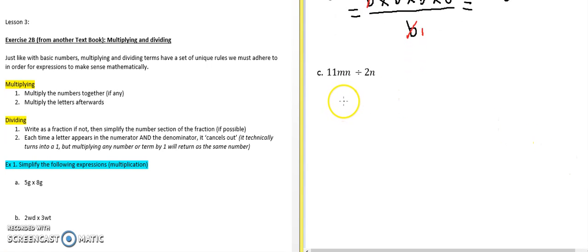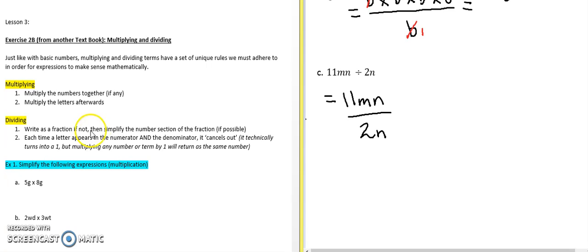11mn divided by 2n. Write as a fraction if not. Okay, so this format I do not like. So I want to write it as 11mn over 2n. That's much better. Okay. This division, you're not in junior school anymore, you're in senior school. So this is a format that's required when you write a division.